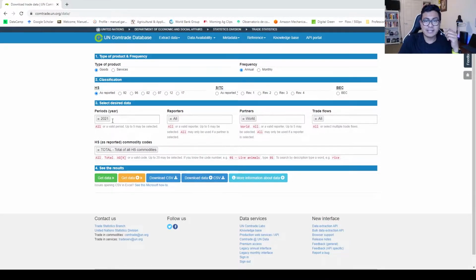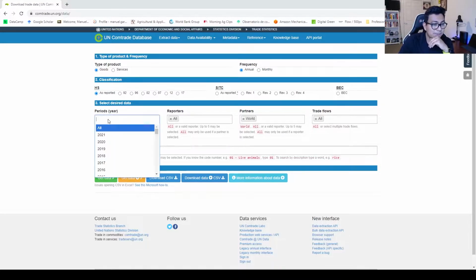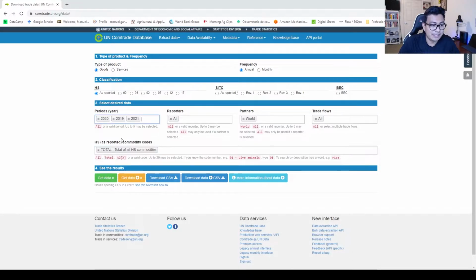Period is the years you're going to analyze. Let's select 2020, 2019, and 2018. Reporter is the country which is reporting the trade activity. You can select up to 5 different countries or reporters. I'm interested in exploring the Mexican market for beef.